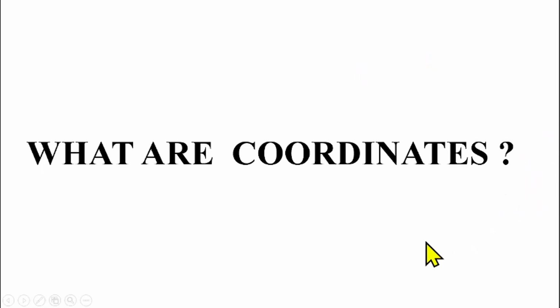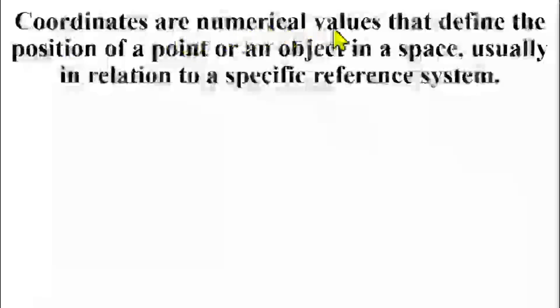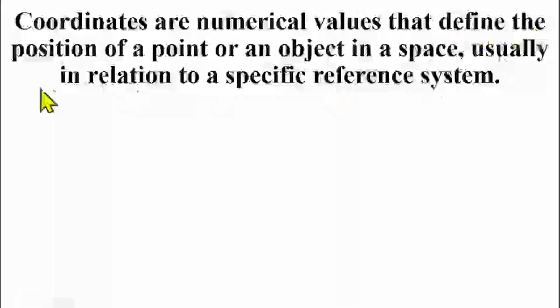So the question is, what are coordinates? Now, coordinates are numerical values that define the position of a point or an object in a space, usually in relation to a specific reference system. I say again, coordinates are numerical values that define the position of a point or an object in a space, usually in relation to a specific reference system.